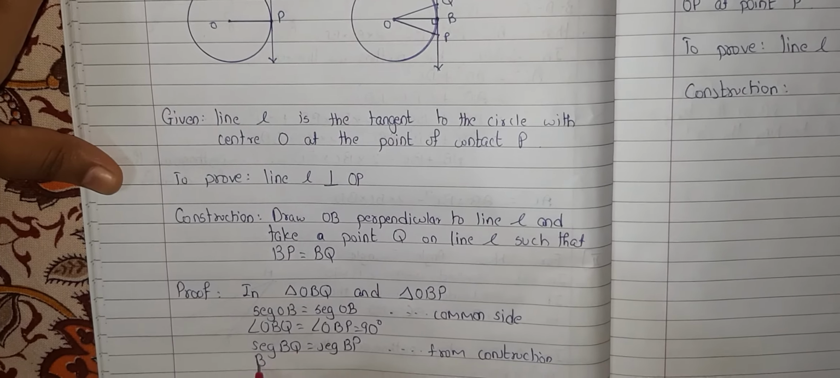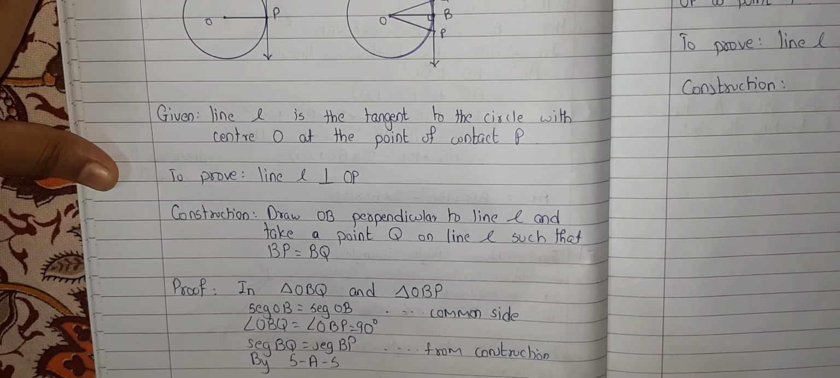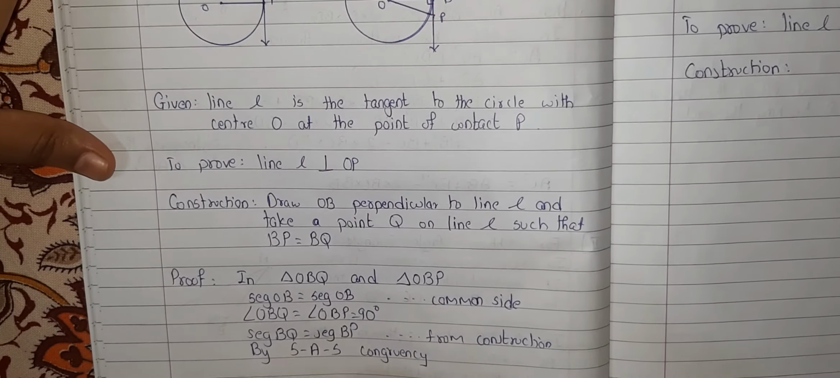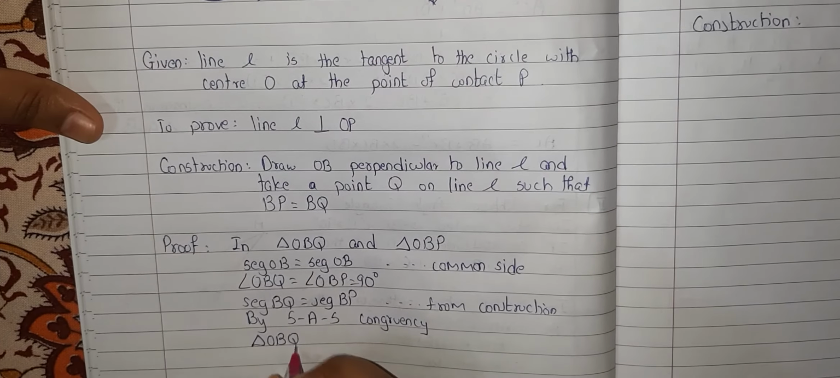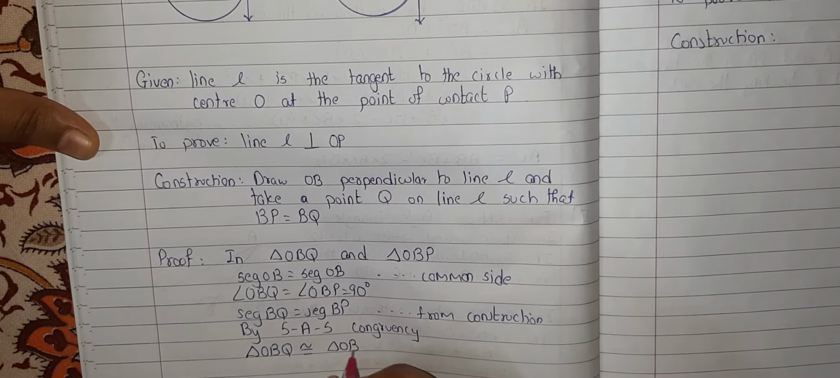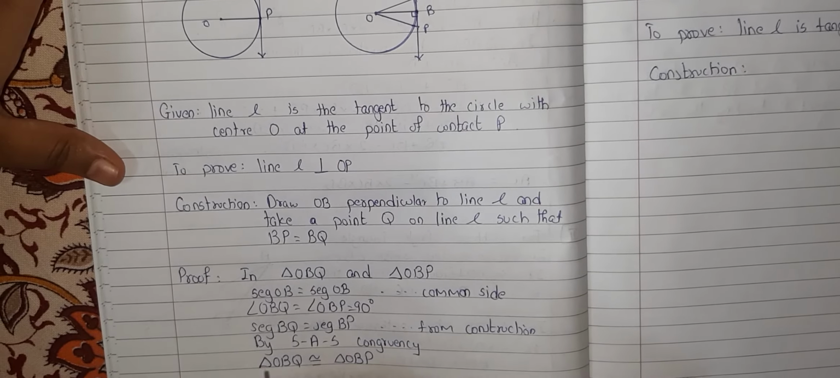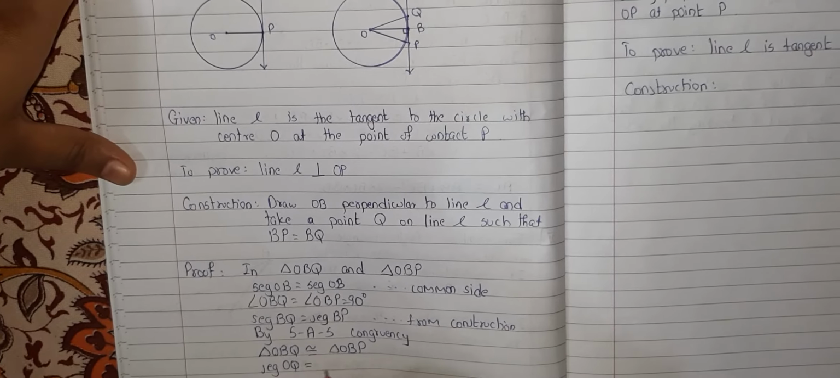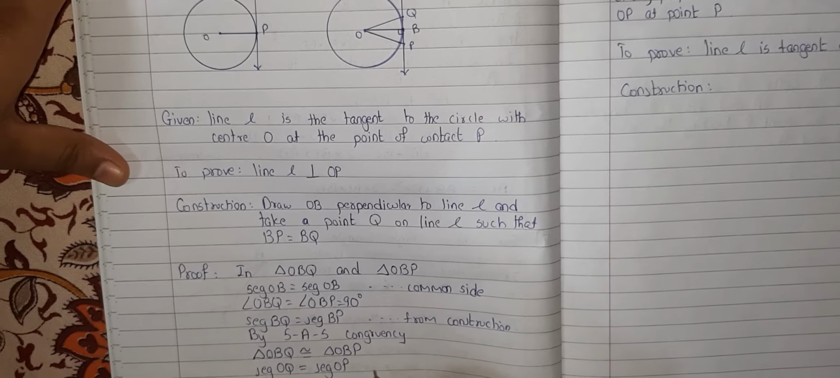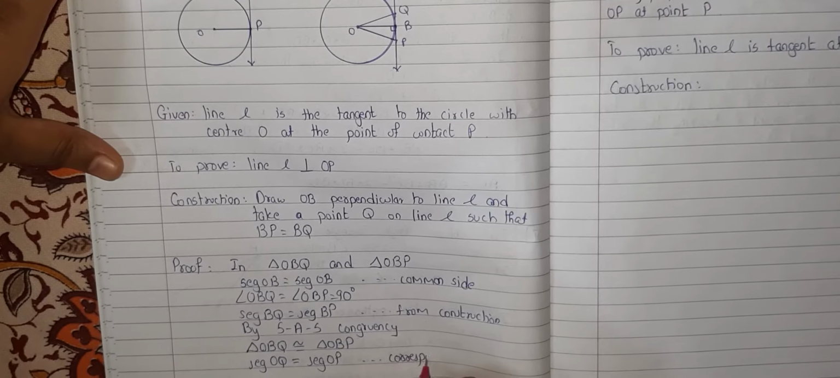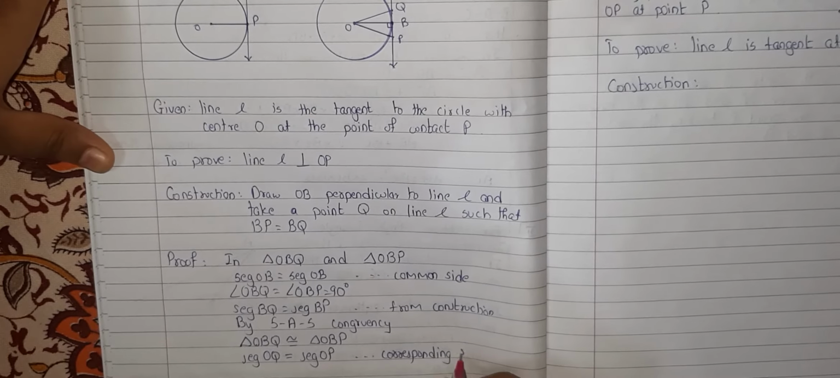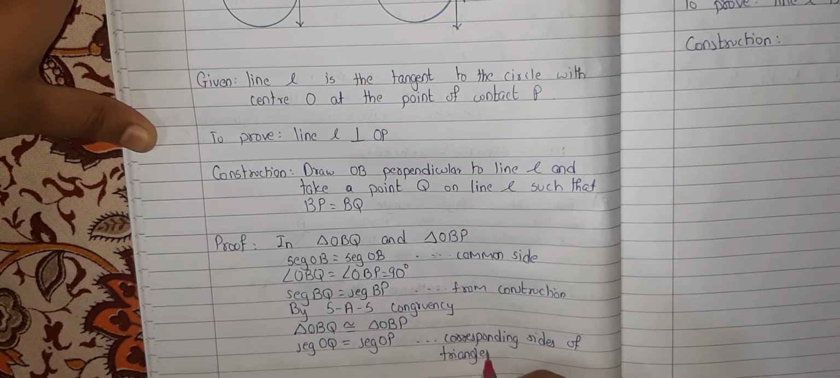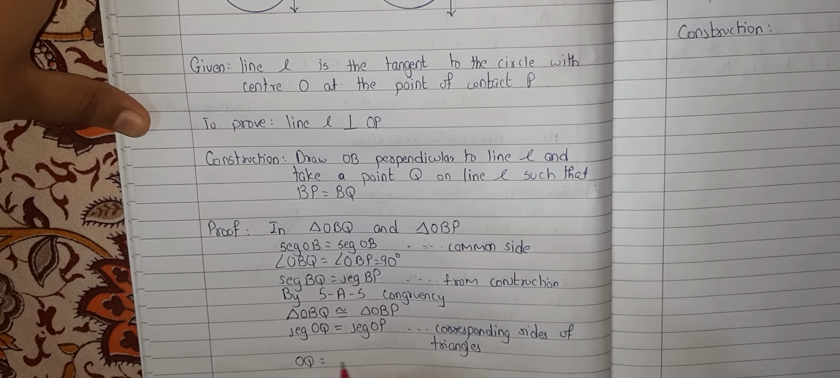Hence by the SAS test for congruency, we have also seen the SAS test for similarity, but this is the SAS test for congruency, we can write that triangle OBQ is congruent to triangle OBP. From this we can write that segment OQ is equal to segment OP, since these are the corresponding sides of congruent triangles. Hence we get that OQ is equal to OP.